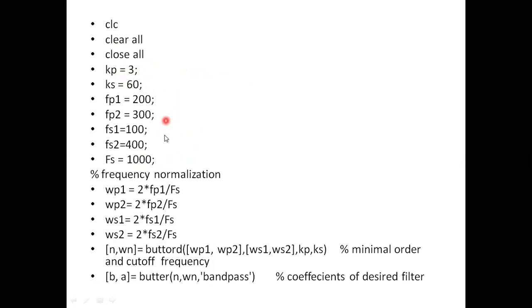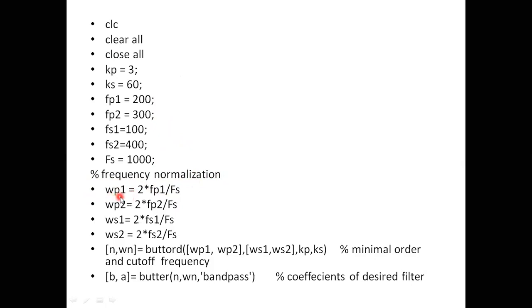Next, after writing the data, since these frequencies are in hertz, you need to calculate the normalized frequency. So for frequency normalization, this percentage means this line is not a command. This line is not understood by MATLAB as a command. This line is written as a comment. That's why percentage is written here. So now convert all these hertz into a normalized frequency.